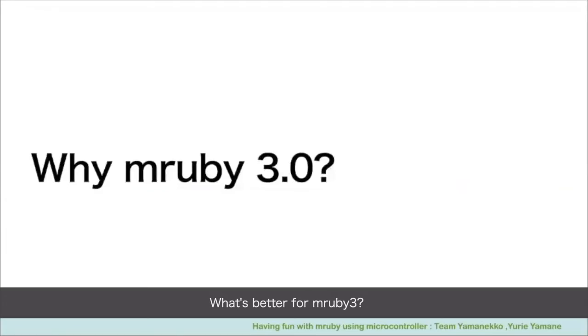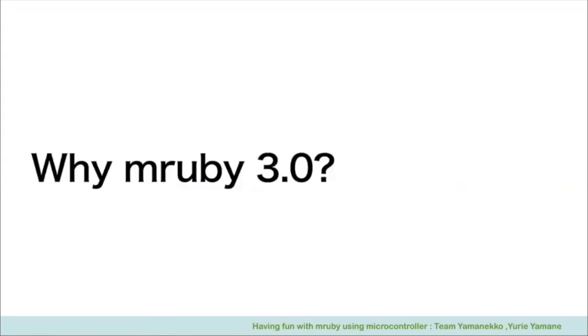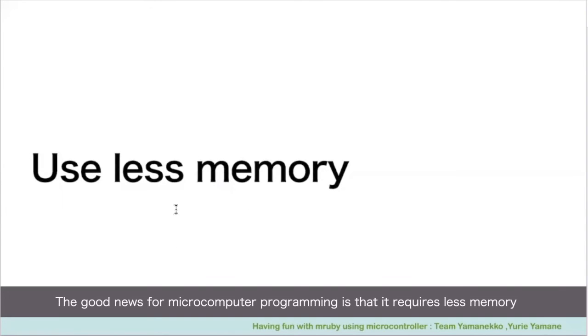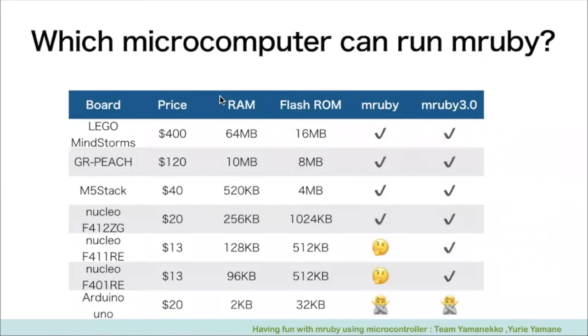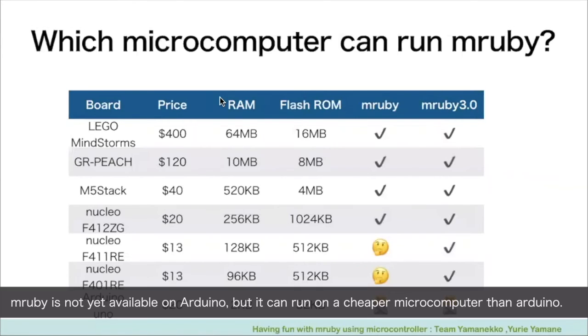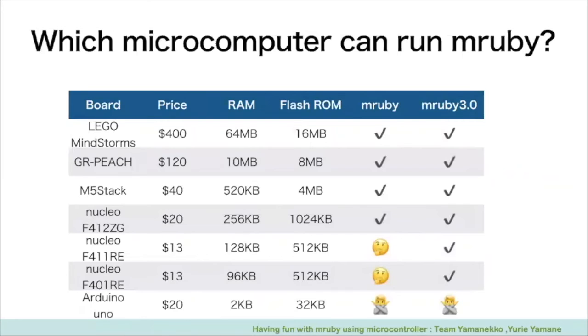But better for MCU. The good news for microcomputer programming is that it requires less memory. Looking at this table, you can see that modern means a higher price. mruby is not yet available on Arduino, but it can run on a cheaper microcomputer than Arduino.